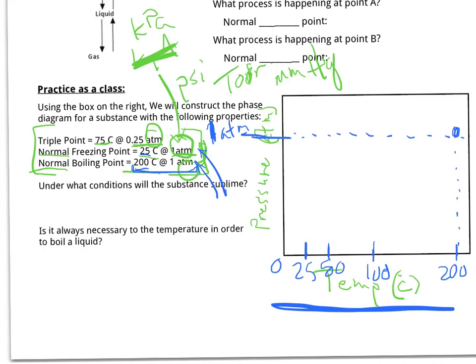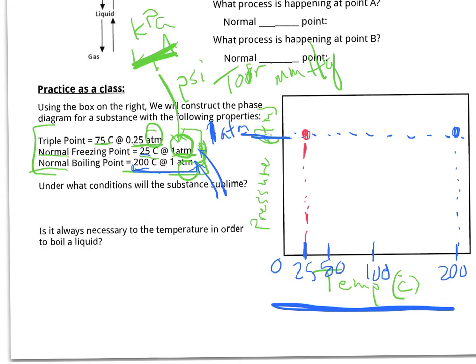And we know the normal freezing point is going to happen here at 25 degrees. So what I'm going to do is follow 25 degrees all the way up until it hits sea level, because it's the normal freezing point, which happens at sea level or 1 atmosphere. So there's my normal freezing point.